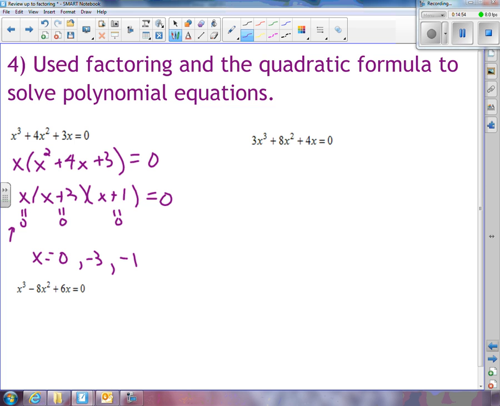So let's see if our solutions work. Let's just take negative 1 and let's plug it back into the original. Just to convince you that I'm right.